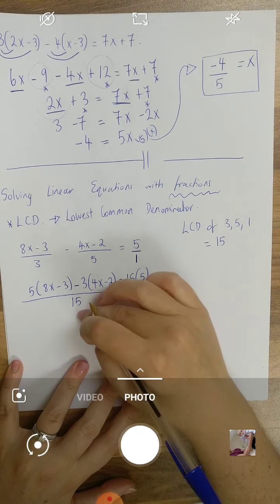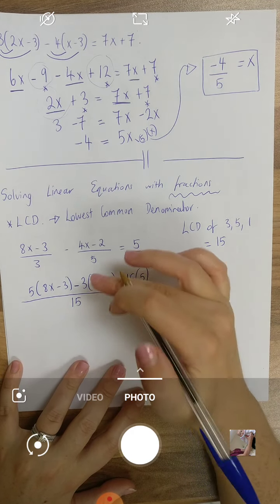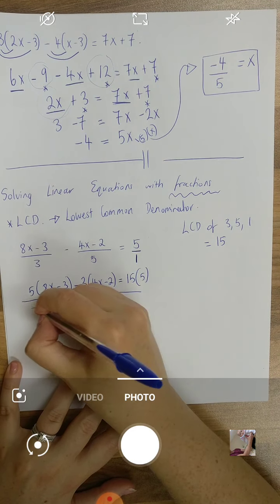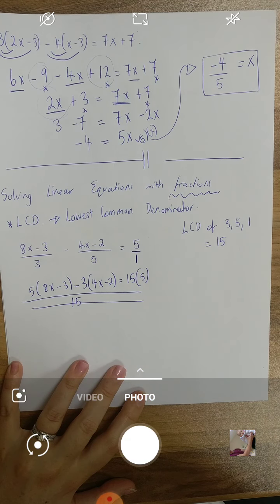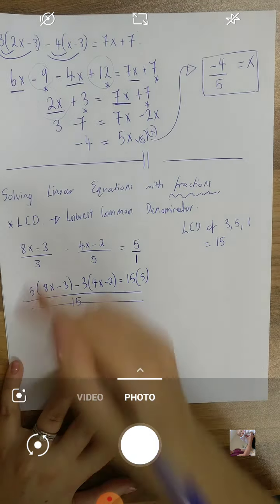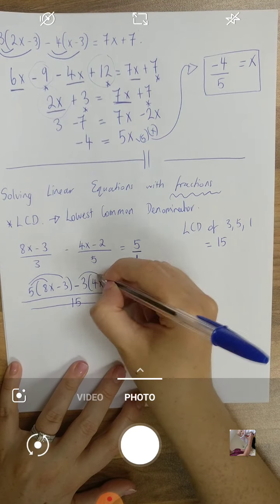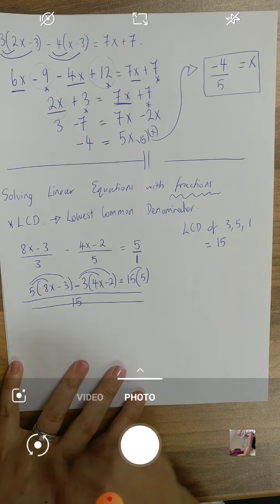Now once we've used the denominator to alter the top line, our denominator is now gone, our fraction's now gone. And what we have is very similar to what we had up here. So we need to multiply out those brackets. Be very careful with our signs.